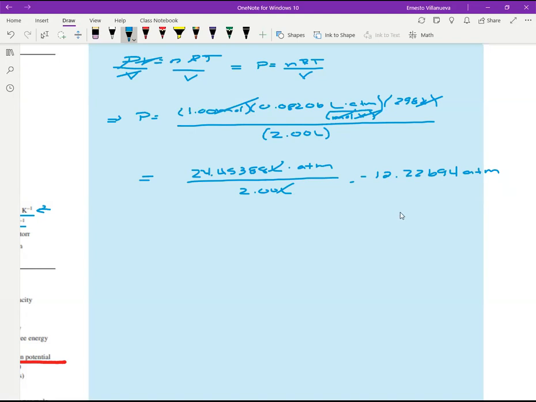The smallest number of significant figures is 3, so I'm going to round this to 3. So 12.2 atmospheres. Remember to always use your correct significant figures. Okay, so that's it, guys.